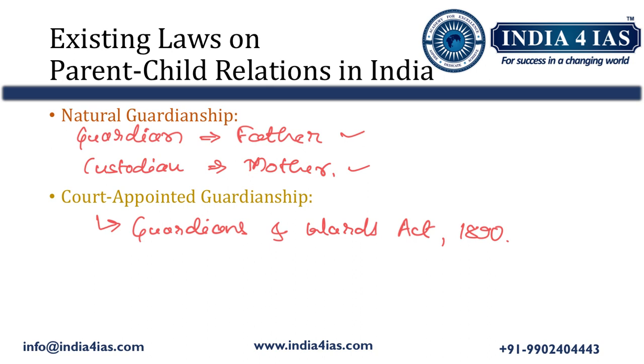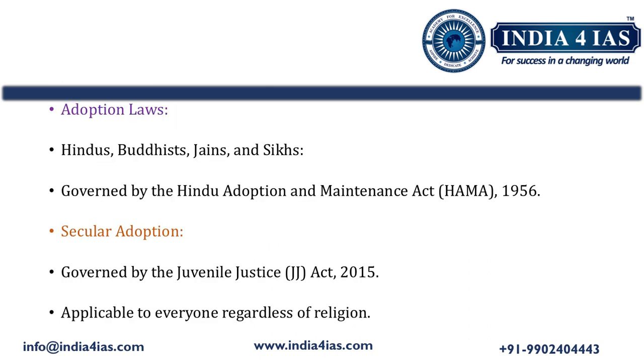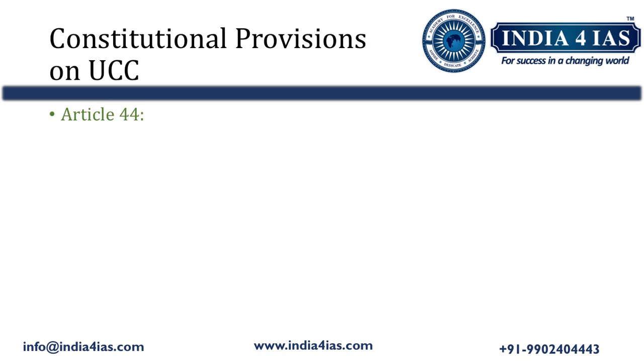Adoption in India is governed by Hindu Adoption and Maintenance Act 1956 for religious communities like Hindus, Buddhists, Jains, and Sikhs. On the other hand, Juvenile Justice Act 2015 is applicable to everyone regardless of their religion. The Juvenile Justice Act 2015 is a secular law with respect to adoption because it is applicable to everyone regardless of their religion. Now we will look into the constitutional provisions with respect to Uniform Civil Code in India.